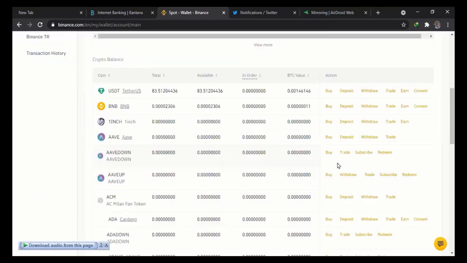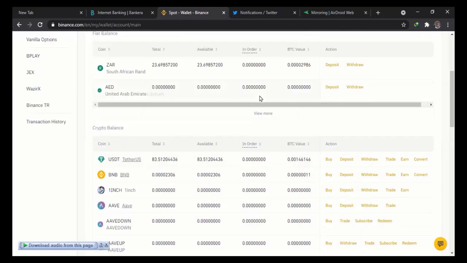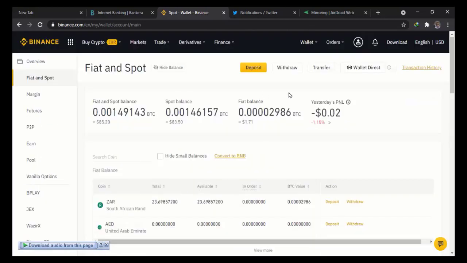So now if I scroll here, you see that USDT, I've got 83.51204436. So now what I need to do is move it from the spot to the peer-to-peer. And I'm going to click here on transfer.